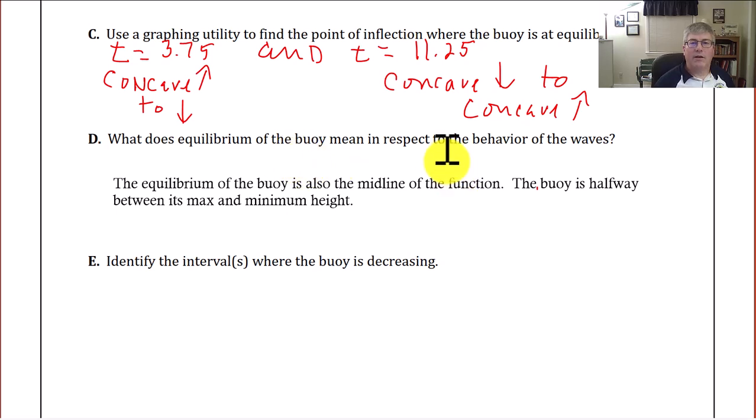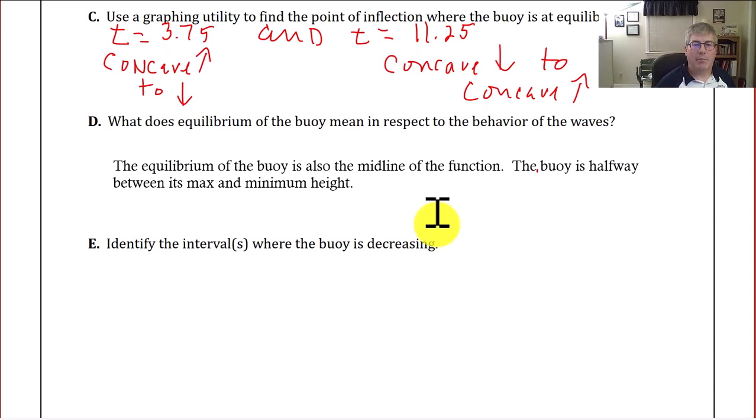What does the equilibrium of the buoy mean in respect to the behavior of the waves? Well, the equilibrium of the buoy is also the midline of the function. The buoy is halfway between its maximum and minimum height.